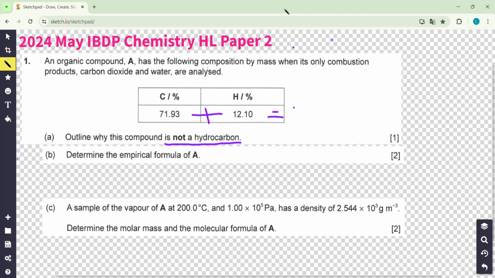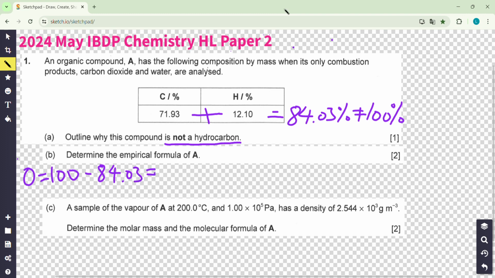Just about 84.03%. Okay, so not 100%. So you must have some other elements there. Okay, B. Determine the empirical formula of A. So I think you have to guess what the other element is. As a blind guess, I think this has oxygen. So you can calculate the mass content of oxygen: 100 minus the two, minus 84.03. Calculate that out.